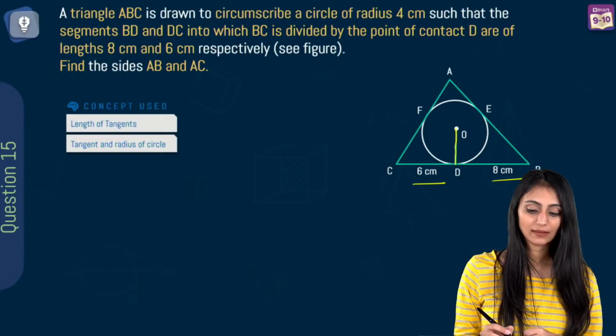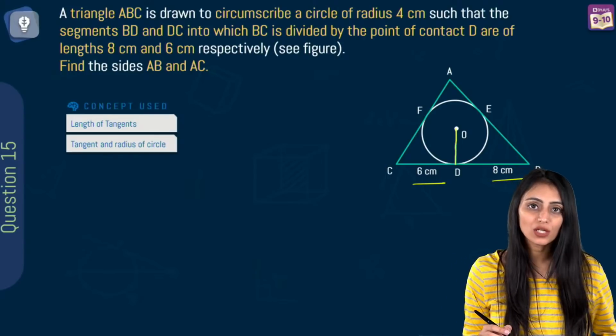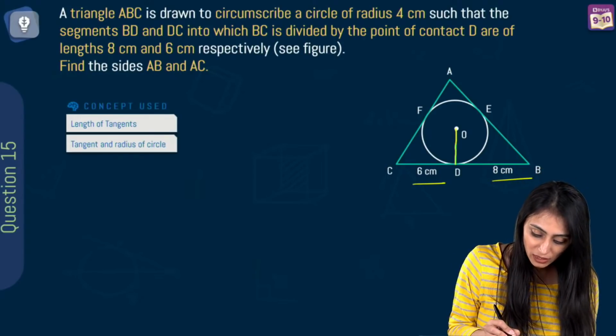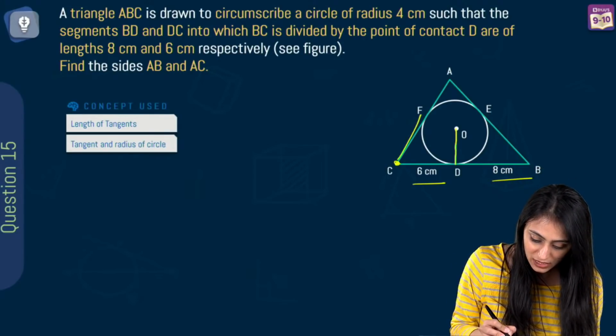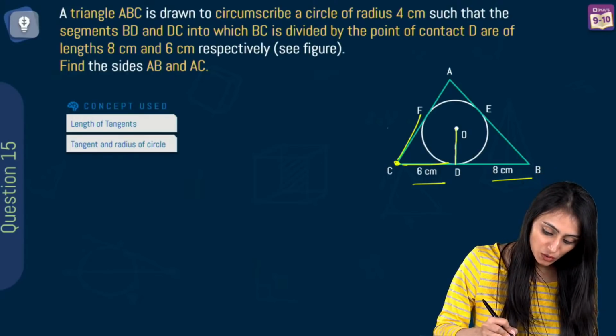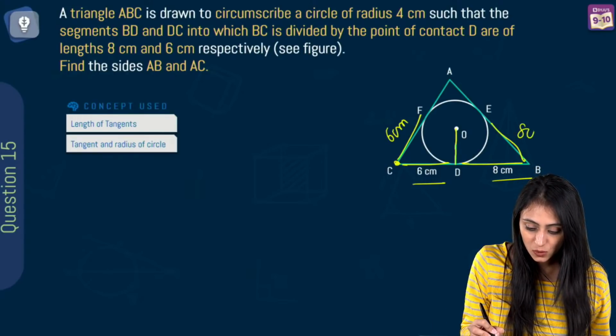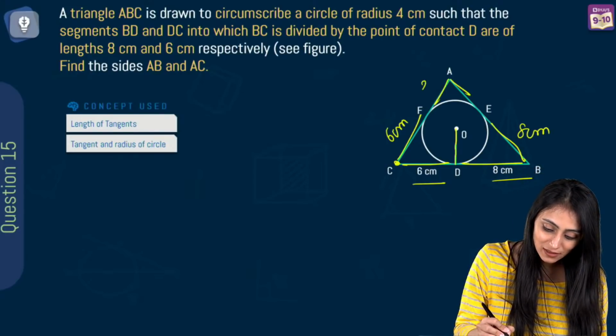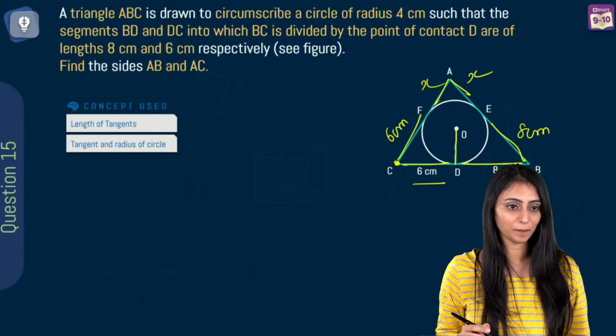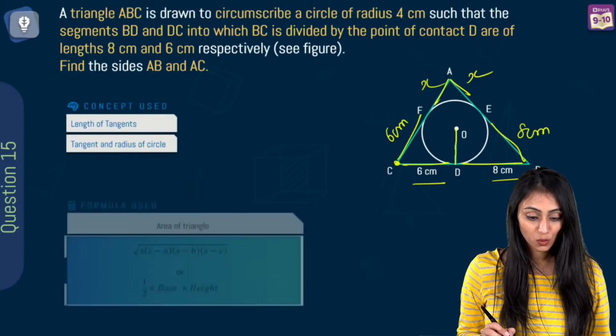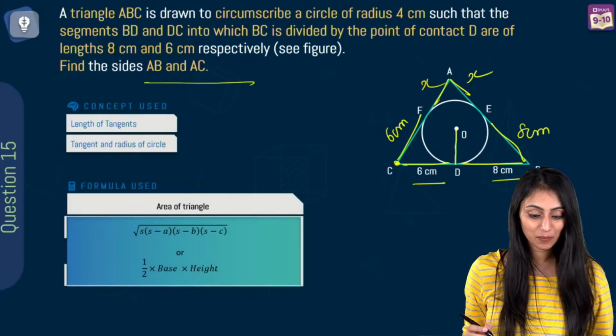Now I know one thing, that length of tangents drawn from an external point to a circle are equal in length. So from this point C, CF and CD are going to be equal. So this will also be 6 cm. BD and BE are going to be equal, so this will be 8 cm. Similarly, let's say this is X, so this will also be X centimeter, right? So the question is asking for the side lengths AB and AC.